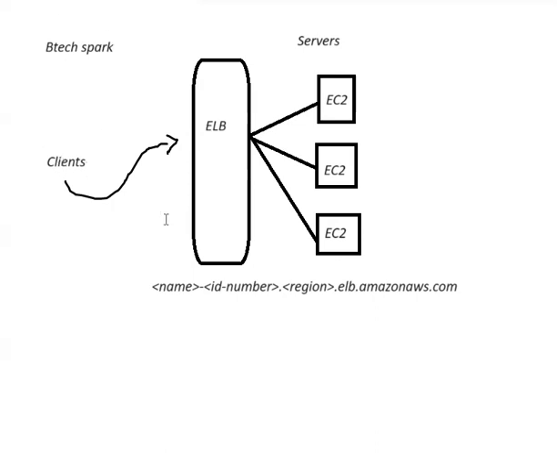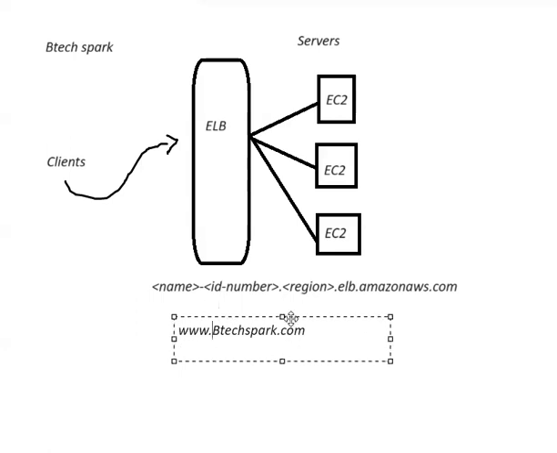What do we provide instead of this? btechspark.com. So the URL will be like this: www.btechspark.com. Hey user, if you click this, then you will be able to get my response. Then how is it possible? My elastic load balancer address is this, but I am providing this. What do we call this? We call this a domain name.